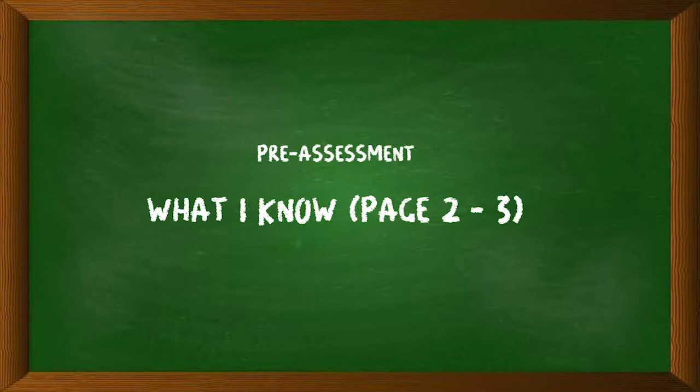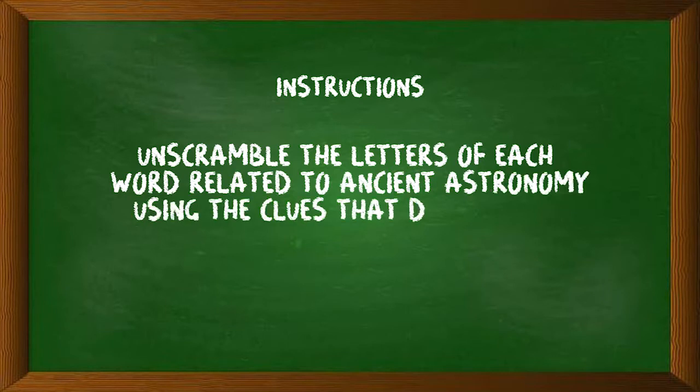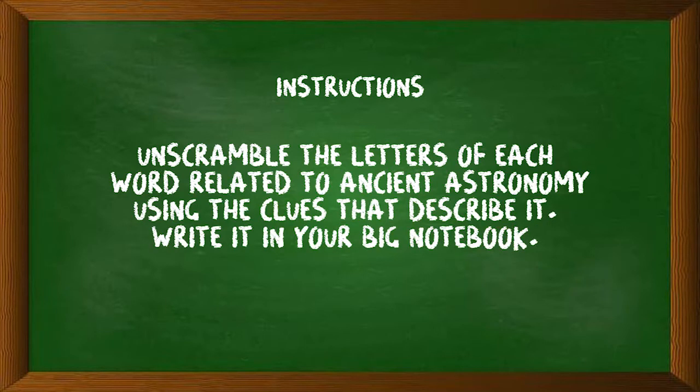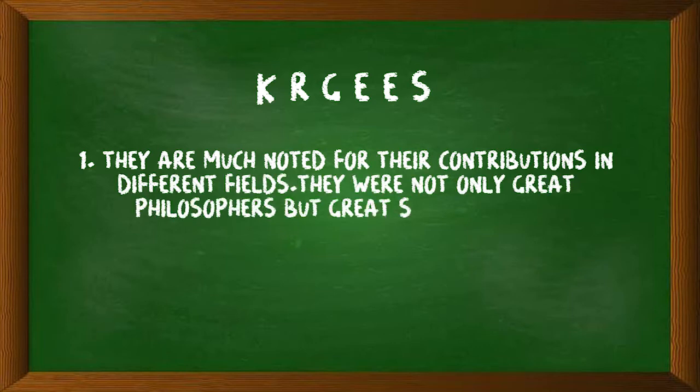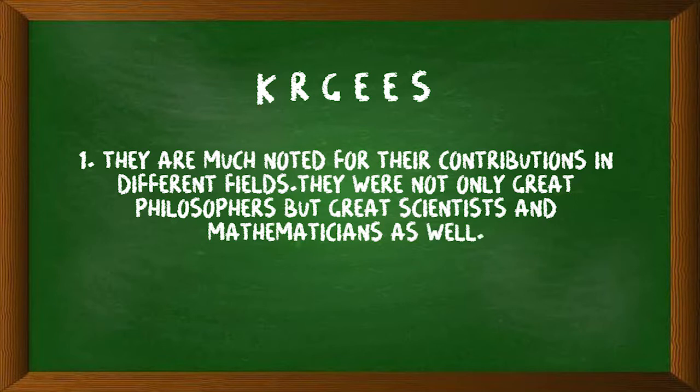Before we proceed to our lesson, let's first have our pre-assessment, What I Know, in our module on pages 2 to 3. Unscramble the letters of each word related to ancient astronomy using the clues that describe it. Write it in your big notebook. Number 1. They are much noted for their contributions in different fields. They were not only great philosophers, but great scientists and mathematicians as well. Go! The correct answer is Greeks.